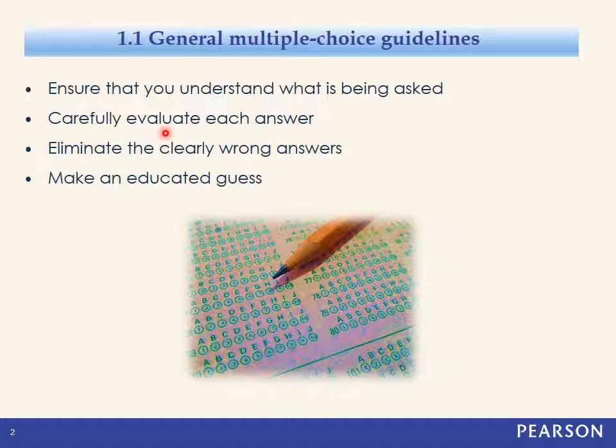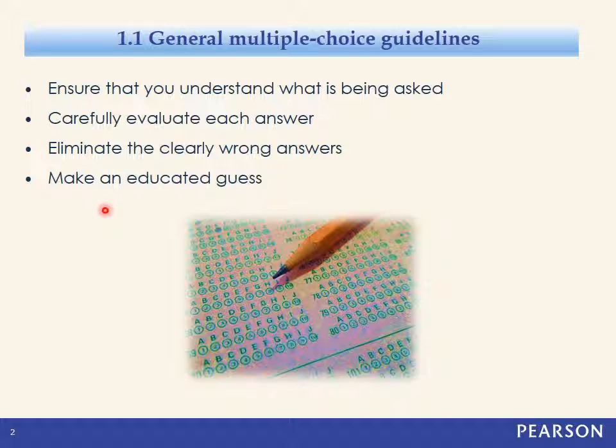Secondly, carefully evaluate each answer. As you scan through them, you may identify some aspects of the content, and then, on the third bullet point, you can eliminate some of the clearly wrong answers. Sometimes we put those in there to, in a sense, confuse you, but if you see it's really wrong, then you can obviously eliminate that answer.